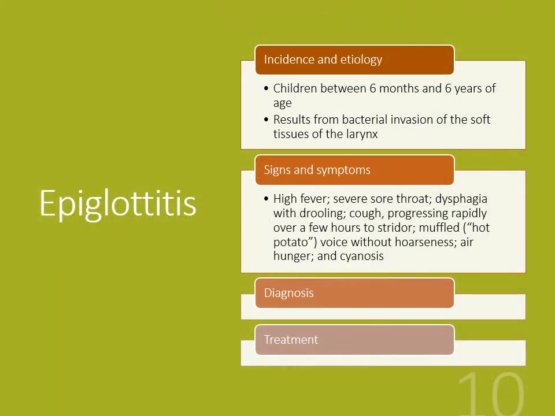Let's talk a little about epiglottitis. We'll start with the incidence and etiology. Epiglottitis typically affects children between the ages of 6 months and 6 years old. It results from bacterial invasion of the soft tissues of the larynx, especially those surrounding the epiglottis.